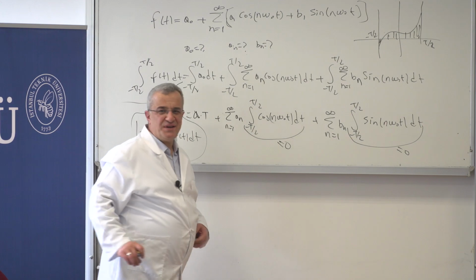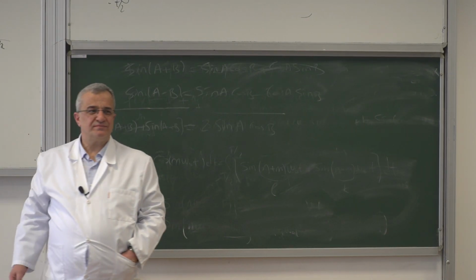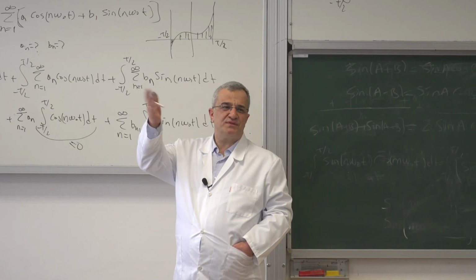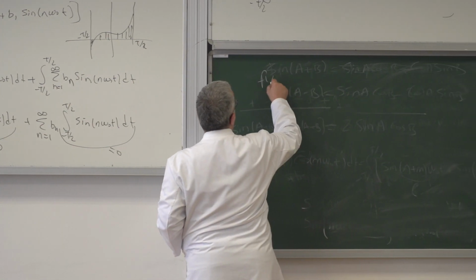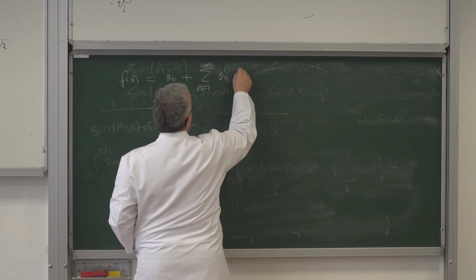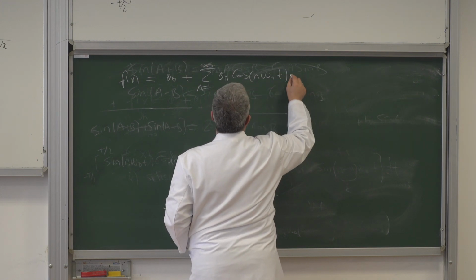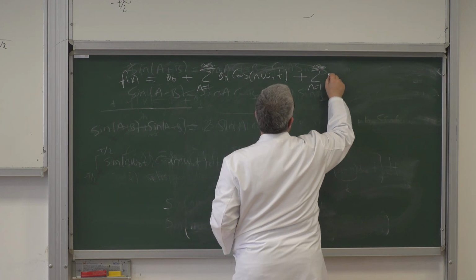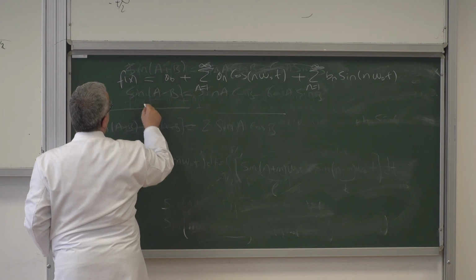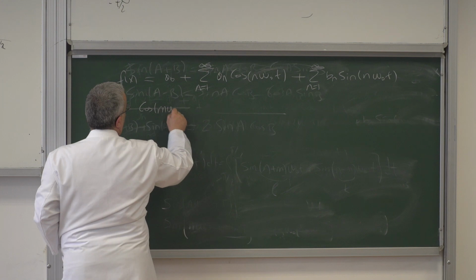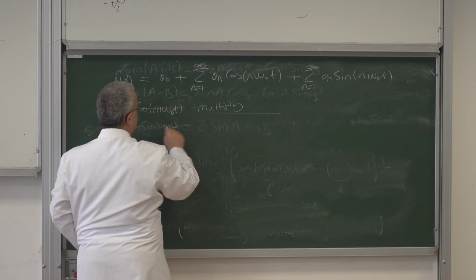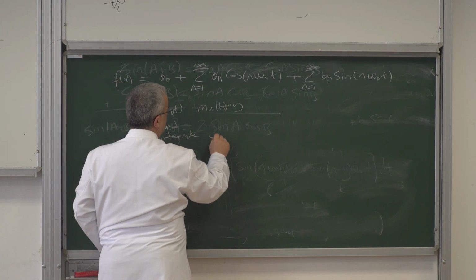So, let's calculate a n. What should I do now? I cannot just integrate it again. The trick is that I will multiply by cosine m omega 0 t. So I have f of t equal to a0 plus the sum from n equal 1 to infinity of a n cosine n omega 0 t plus the sum from n equal 1 to infinity of b n sine n omega 0 t, right? So what I will do is multiply both sides by cosine m omega 0 t, and then integrate over t.